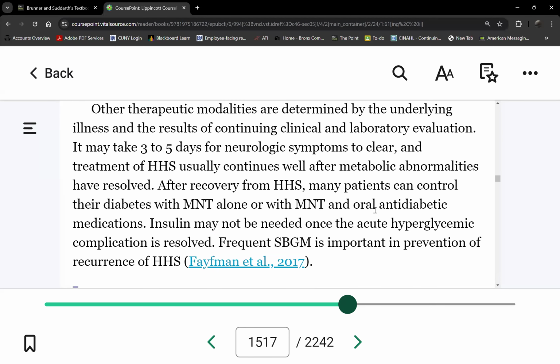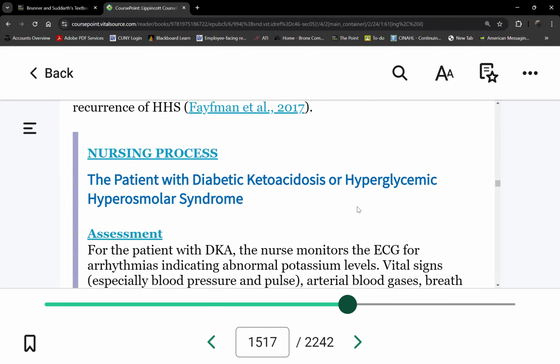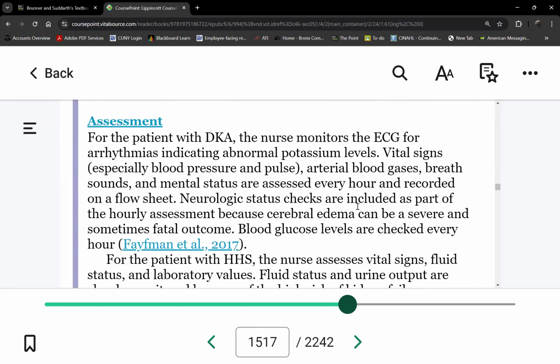So who will stay in the hospital longer? HHS again. So if I change the patient next week from DKA to HHS, will you do anything different? Expect more fluids and a higher insulin dose order. All right. Any questions on HHS? That's it.